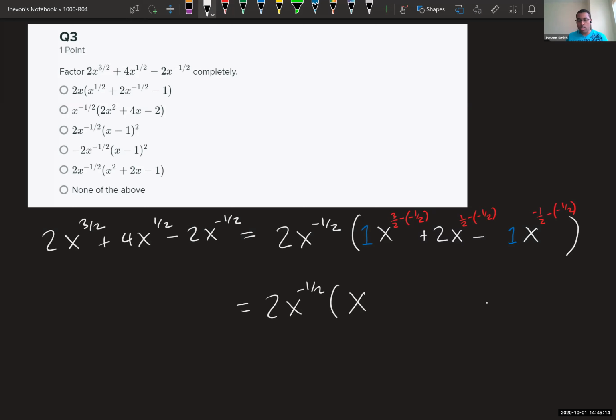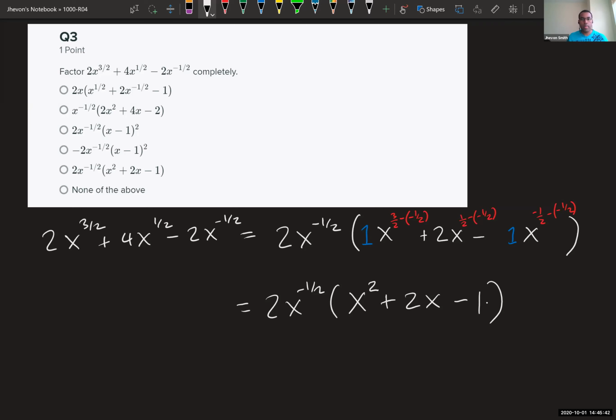So now that power is going to be 3/2 plus 1/2, which is 4/2, or 2. The 1/2 plus 1/2 is just going to be 1. So this here is 2x to the first power. And then I have the -1/2 minus the -1/2. That's just x to the 0. x to the 0 is 1. That's a law of exponents.